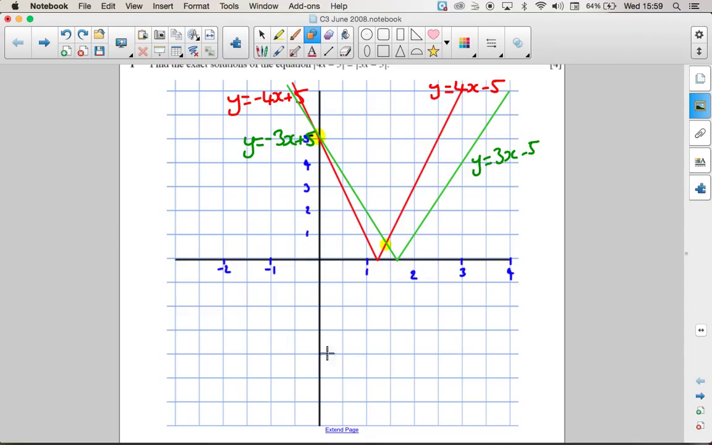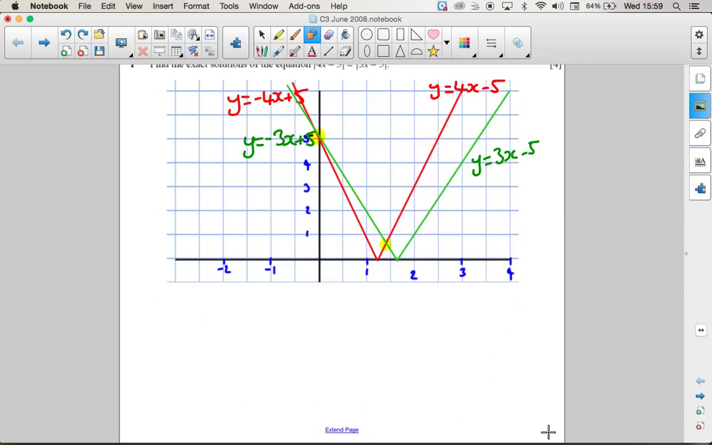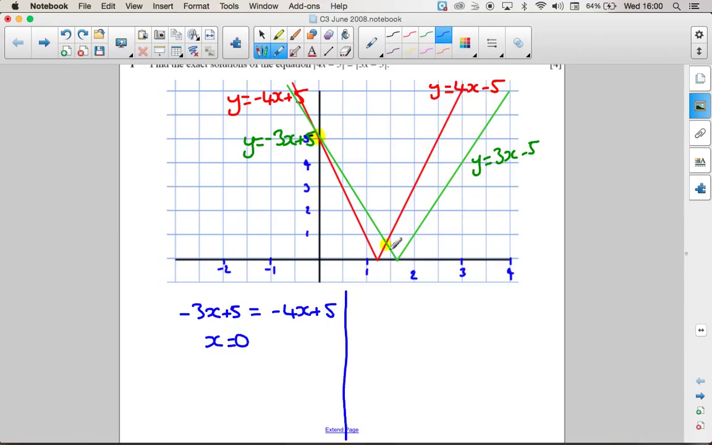Just move this squared paper out of the way. So we need, for this point here, this is when minus 3x plus 5 intersects minus 4x plus 5. And if we solve that, well, we don't even need to work that out. That's obviously when x equals 0. Clearly intersecting at 5. I wasn't thinking then. But this point is going to require calculating.